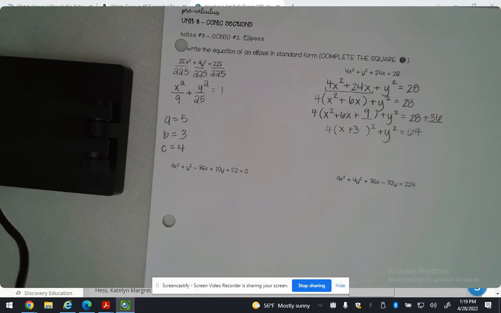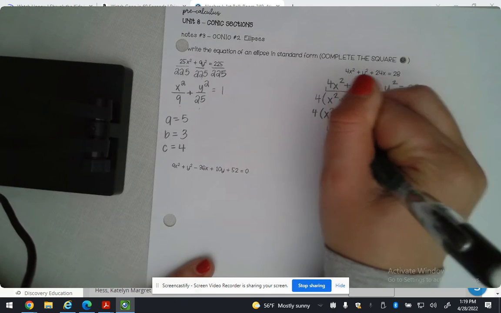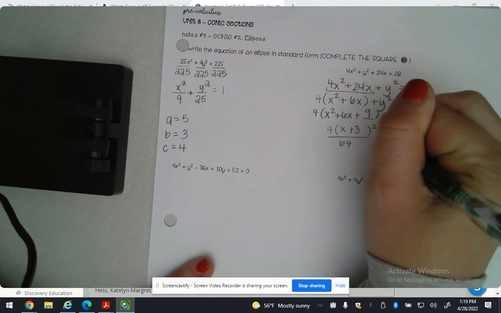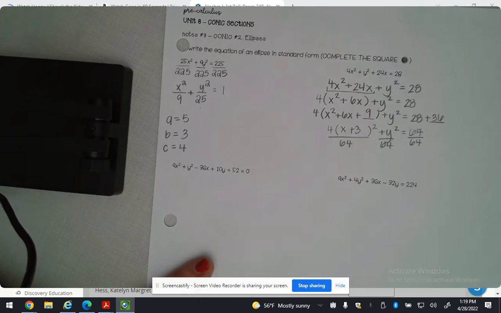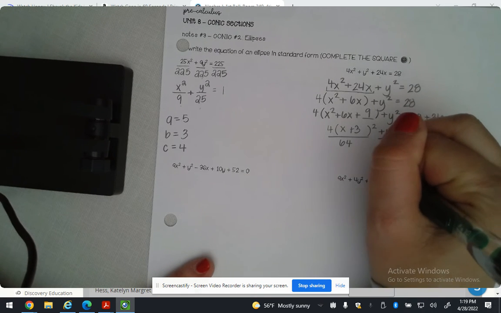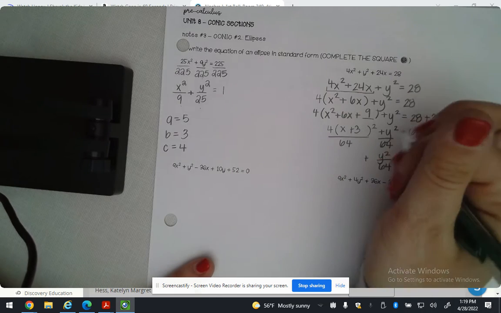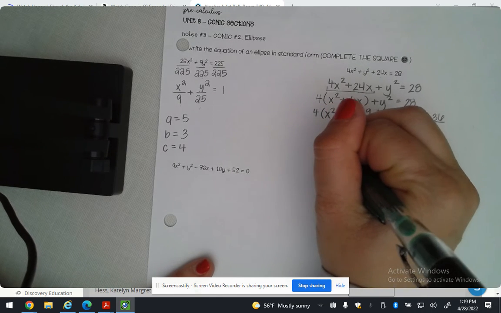Now is it looking more like standard form? It's still not. What's the difference I still need to get to? That 64 has to become a what? A 1. So I'm going to divide everything by 64. Well, this now equals 1. Y squared over 64 still stays, correct? What is 4 divided by 64? It's 16.